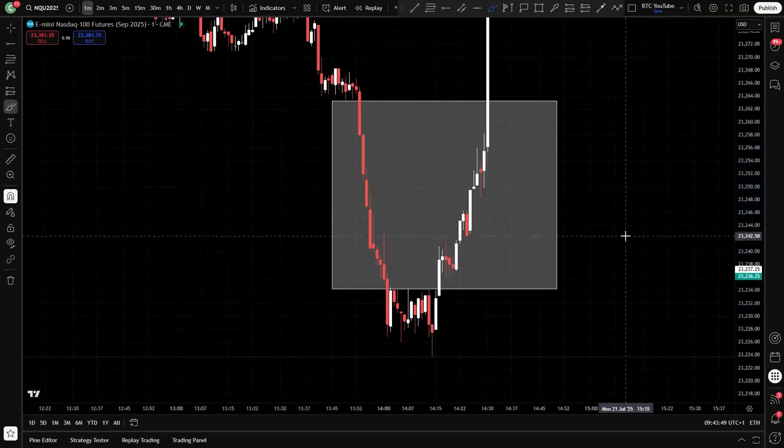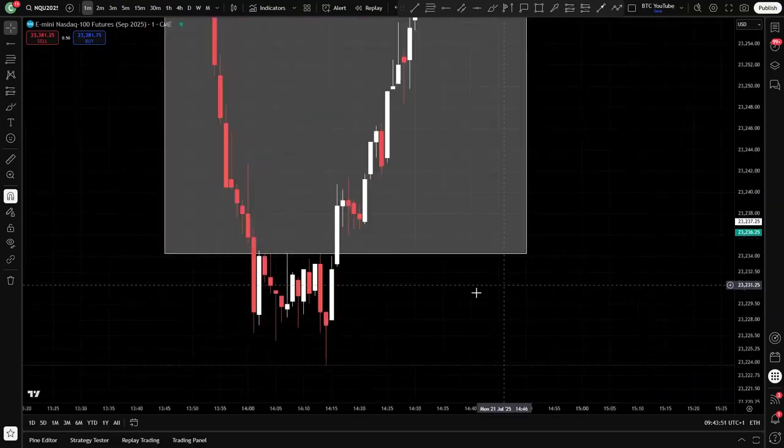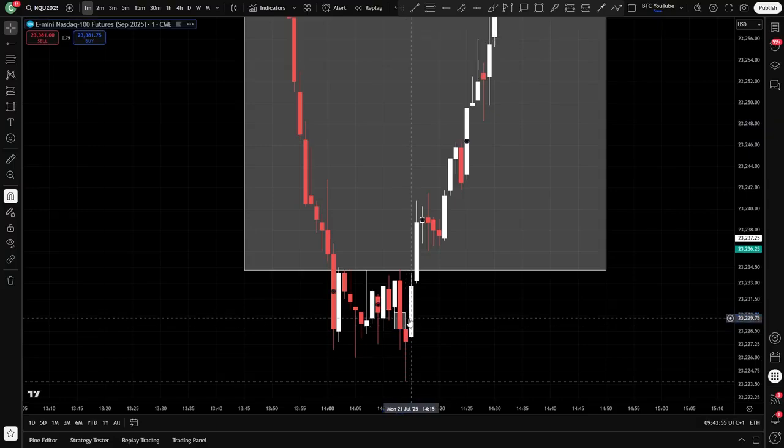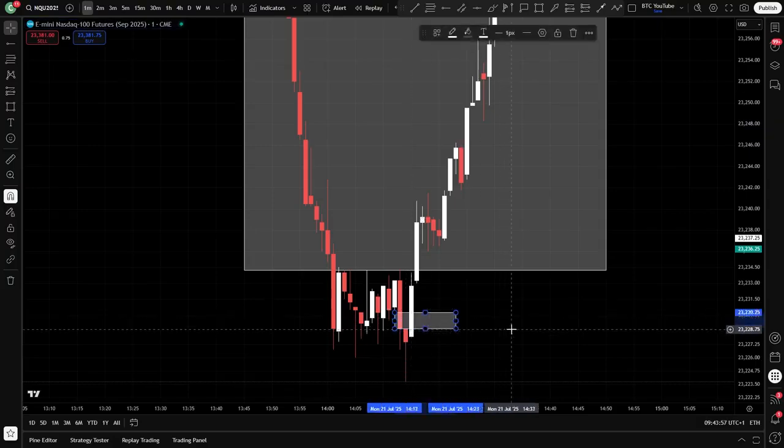So keep this in mind. But you can see here, I think the entry that I took, there is a 1 minute here, but it's quite a small fair value gap, as you can see. This is only like 2 points, which isn't very big.